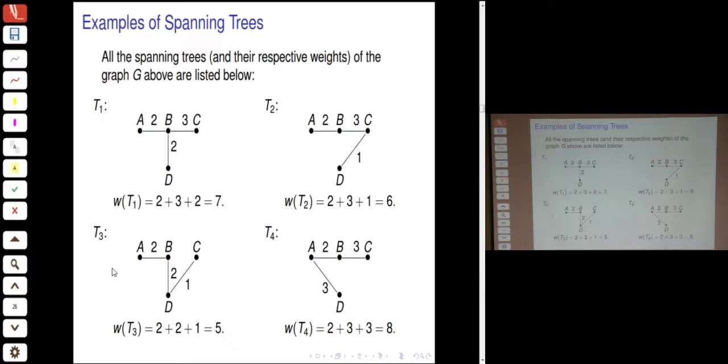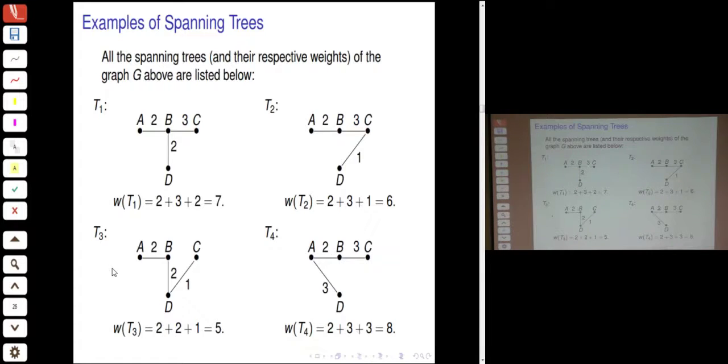You can check. It's not hard because this graph is so small. You see we have 4 vertices. Any tree with 4 vertices will have 3 edges. So all you need is to exhaust the possibilities of putting 3 edges on the graph. Okay, so let's look at a few of them.